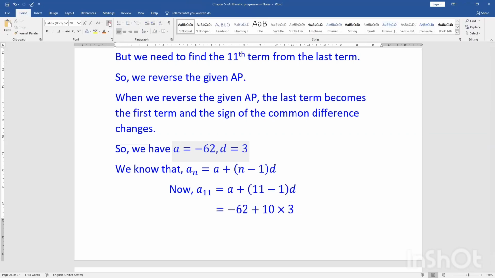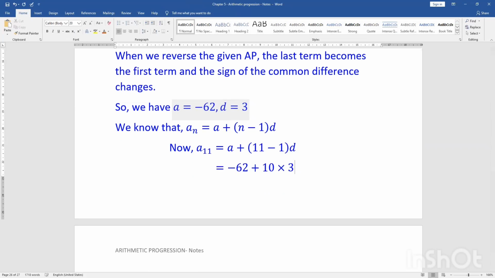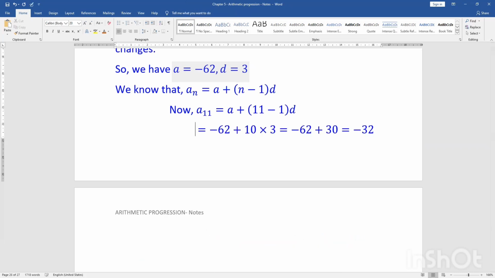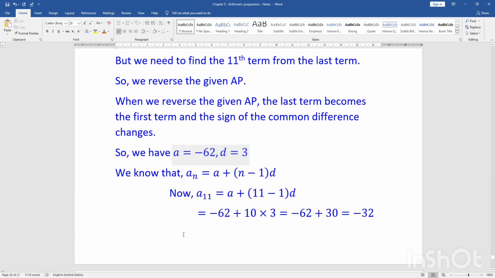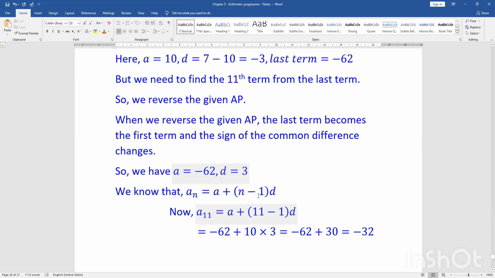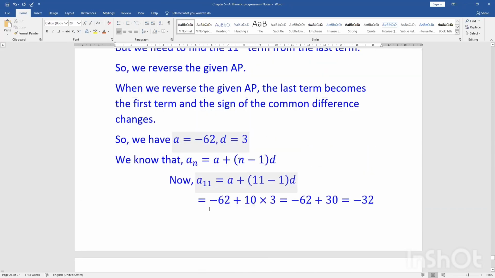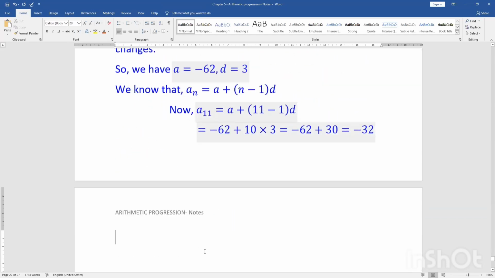It is equal to minus 62 plus 30, which is equal to minus 32. So the 11th term will be minus 32 when you reverse the given AP. Minus 32 will be the 11th term when we reverse the given AP. We have the next question.